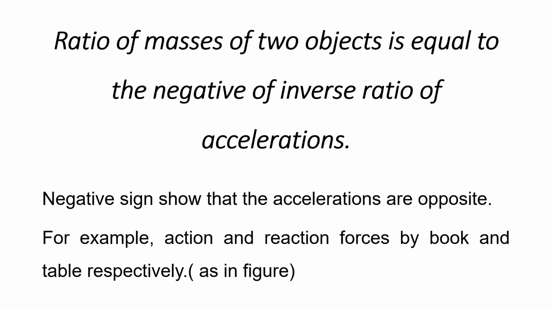From the previous equation, m2 over m1 is equal to minus a1 over a2, we see that the ratio of the masses of the two objects is equal to the negative of the inverse ratio of the accelerations. Now the negative sign shows that the accelerations are opposite. For example, action and reaction forces by book and table respectively, as shown in the previous figure in the above slide. They are a quite good example of the action reaction force according to Newton's third law.